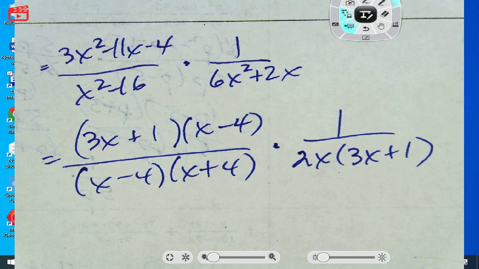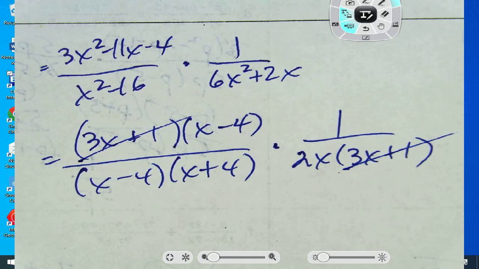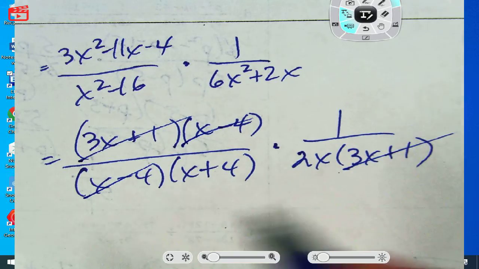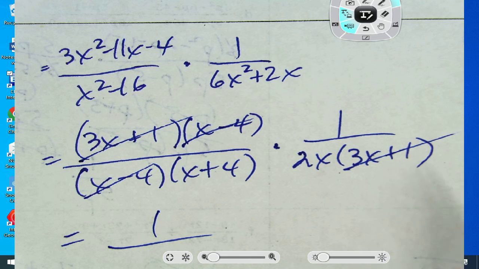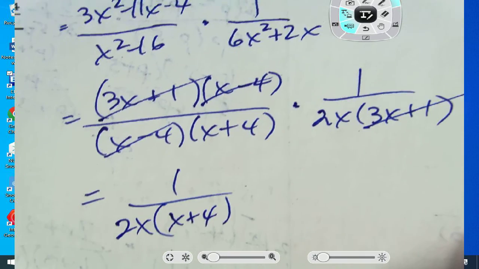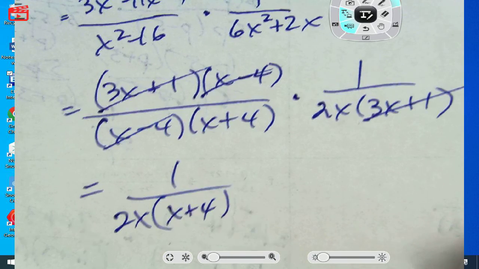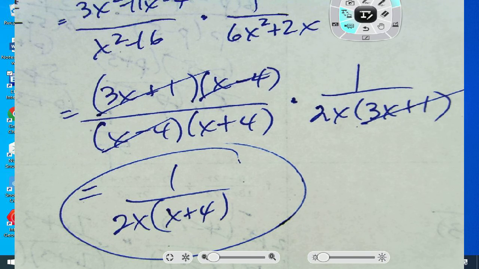All right. Canceling. What's canceling? 3x plus 1, 3x plus 1. What else? X minus 4, x minus 4. What's left in the numerator? 1 and 1. What's in the denominator? All right, 2x and x plus 4. Final answer. Now I'm done.